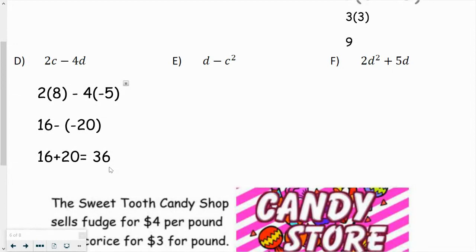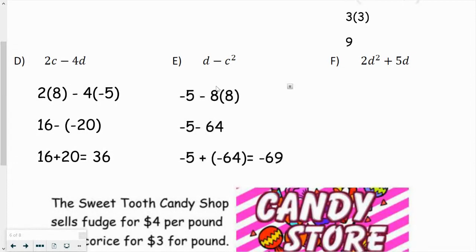Okay. All right. E has what we call a square. Okay, that's our exponent. This means a C times C. So when I fill it in, I actually have a negative 5 minus the product of 8 times 8, which is 64. Then I add my opposite, so I have two negatives, and I get it equals a negative 69. All right, if you didn't get that, fix it.